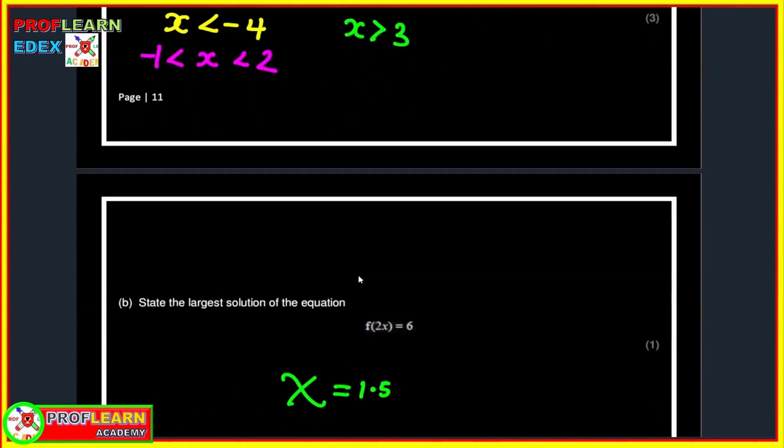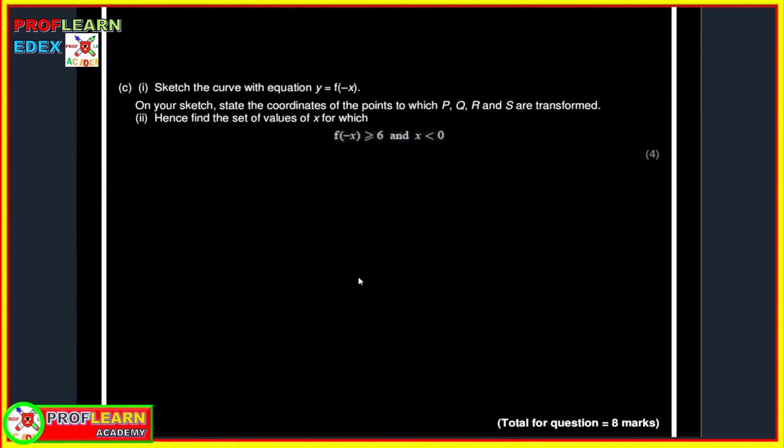In part C, we are told to sketch the curve with y equals f of negative x. On your sketch, state the coordinates of the points P, Q, R, and S as transformed. Hence, find the set of values for x for which f of negative x is greater than 6, and where x is less than 0. And also this is a transformation whereby it's in a bracket multiplied by negative x, which means this is a reflection in the y-axis.